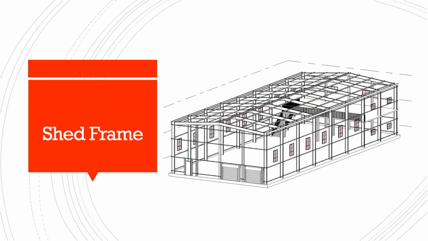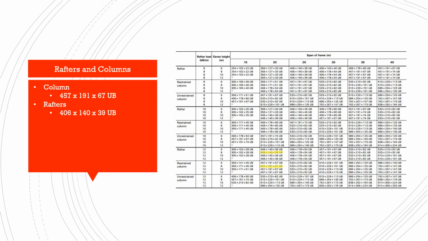This is what the structural components look like without the architectural roof and cladding. This is the base portal frame. In order to determine what size rafters and columns were to be used, we used this sizing guide.